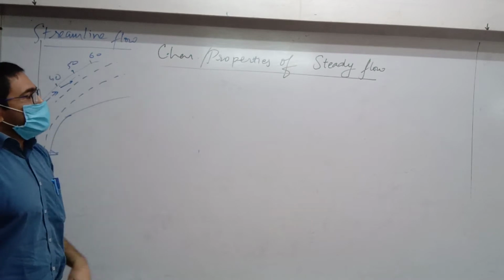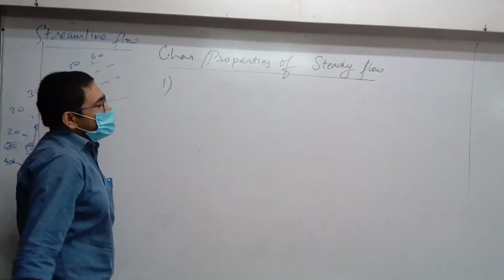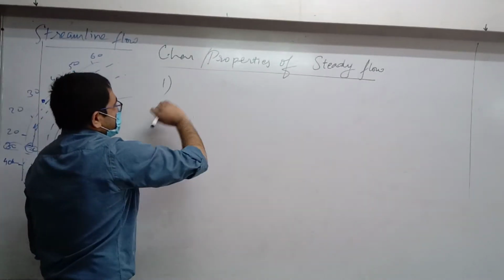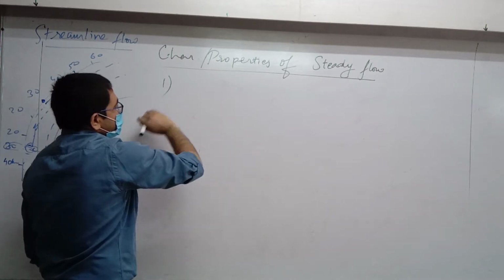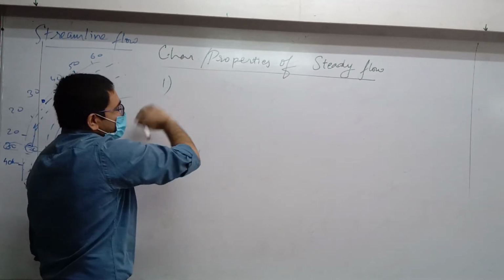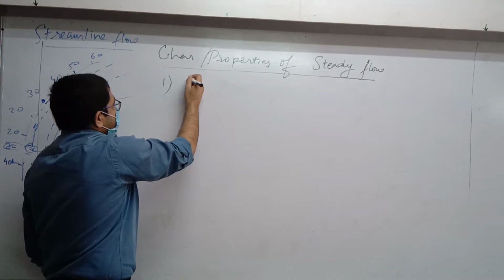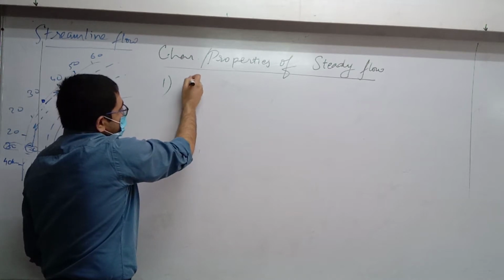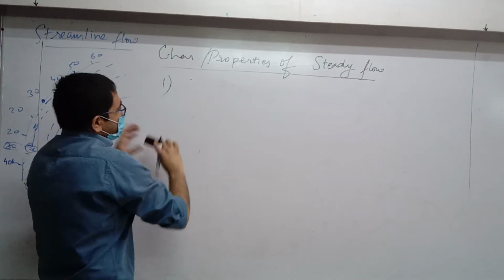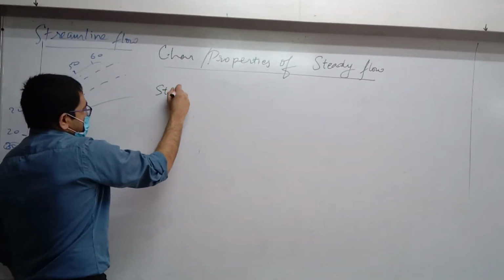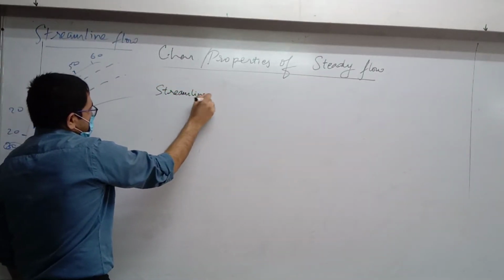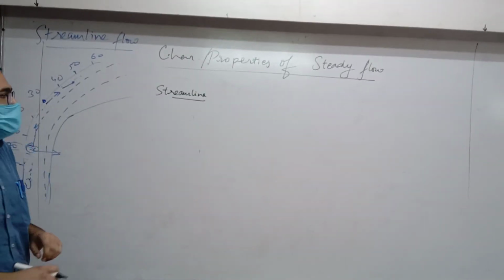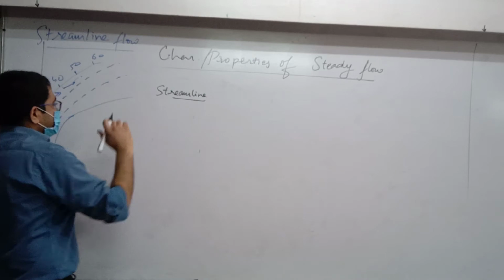So, number one, first property. I actually did finish. I'm so sorry. So first of all, I'm going to explain the word streamline once again. Not streamline flow, just streamline. Okay? So what is a streamline?